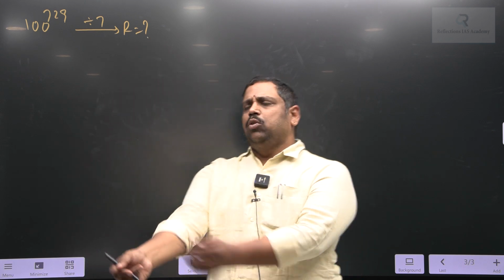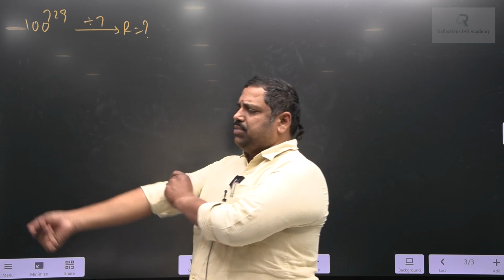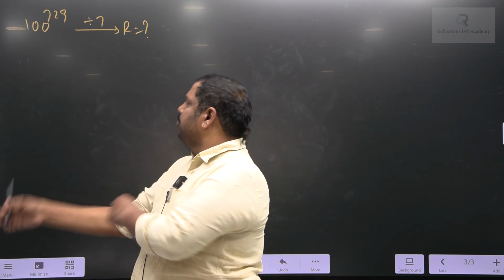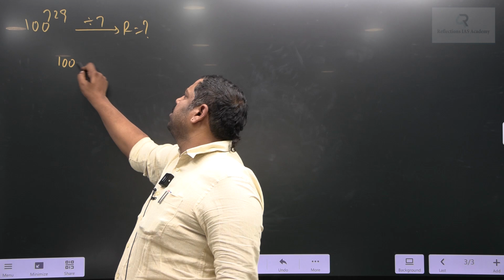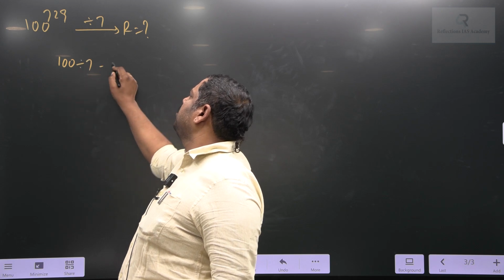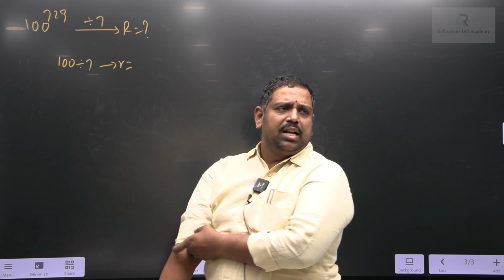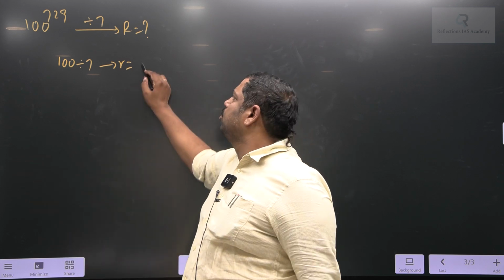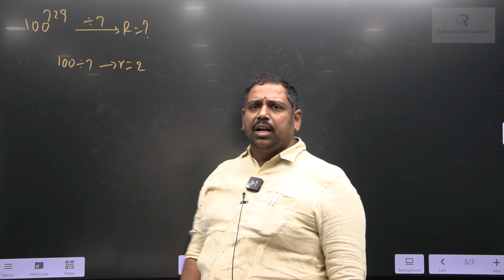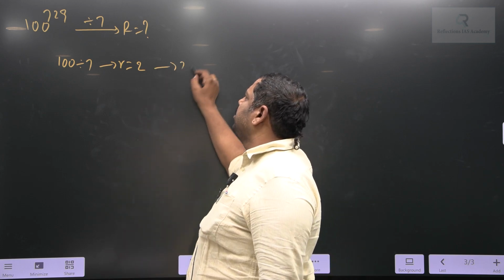Then the thing that I can do is, 100 power 729 means first I have to go with 100 by 7, right or wrong? 100 by 7. Okay, 100 by 7 means how much is the remainder here? 14 7s are 98. What is the remainder that you got? 2 is the remainder, right? Fine. Now you have to take 2 power 729.